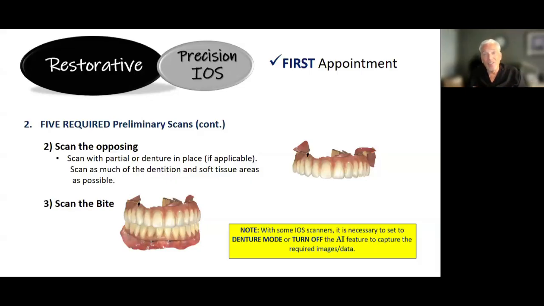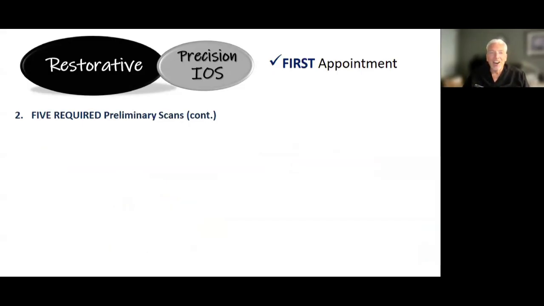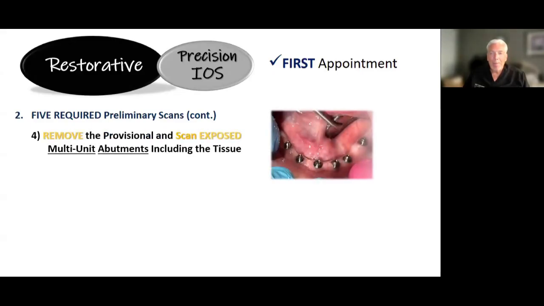You may need to turn off the AI feature or maybe go into denture mode. I know one system we were working with was an older one, and we had to go to model mode to be able to capture the data. Do these things ahead of time. Don't do this on the first patient you're doing to learn these things, unless it's your wife or your husband, but that's probably not a good thing to do either. Just do things ahead of time. All right, so there's three of your scans. Fourth scan.